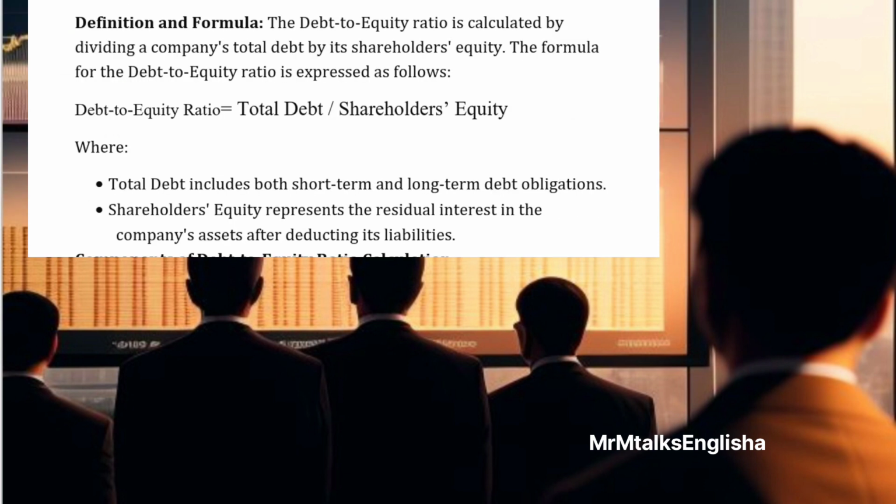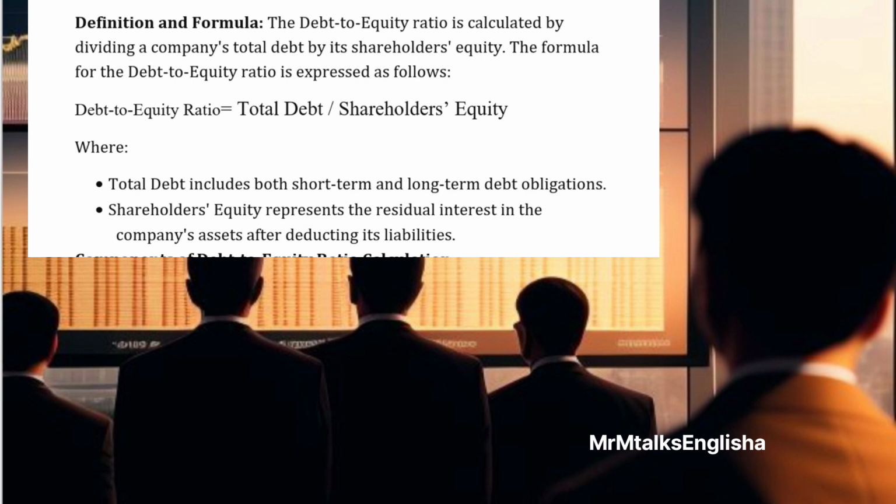Definition and formula. The debt-to-equity ratio is calculated by dividing a company's total debt by its shareholders' equity. The formula for the debt-to-equity ratio is expressed as follows. Debt-to-equity ratio equals total debt divided by shareholders' equity, where total debt includes both short-term and long-term debt obligations. Shareholders' equity represents the residual interest in the company's assets after deducting its liabilities.